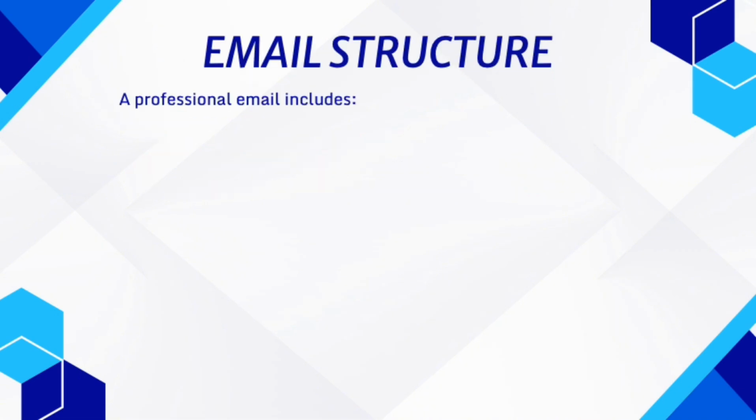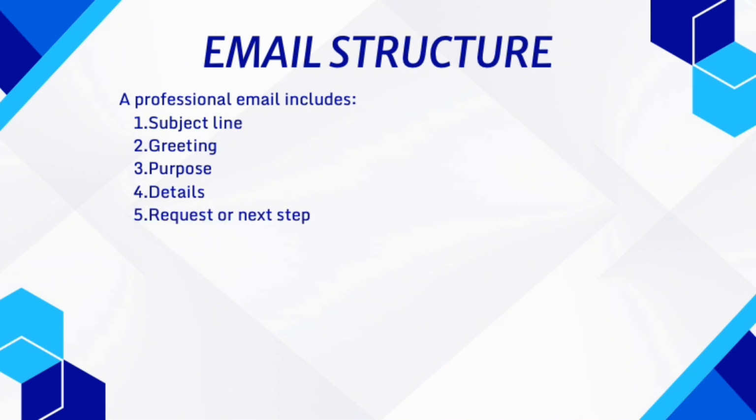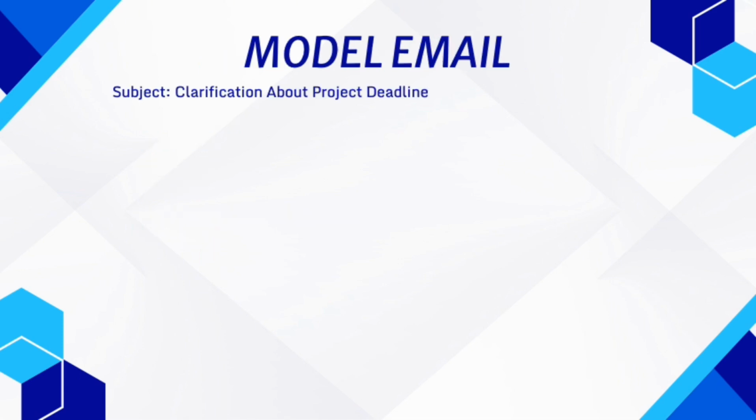Email structure. A professional email includes a subject line, a greeting, a purpose, details, a request or the next step, and a closing. Here is a model email. We have a subject line here, clarification about project deadline.